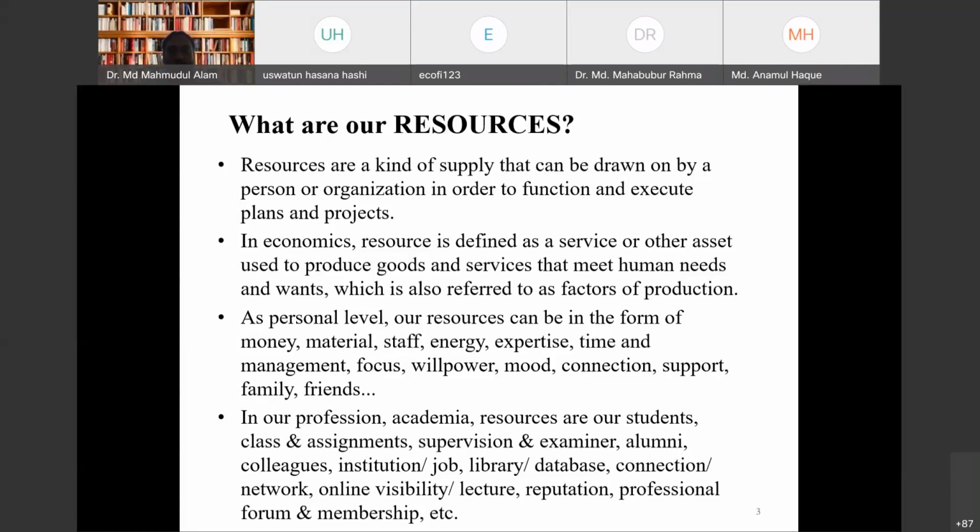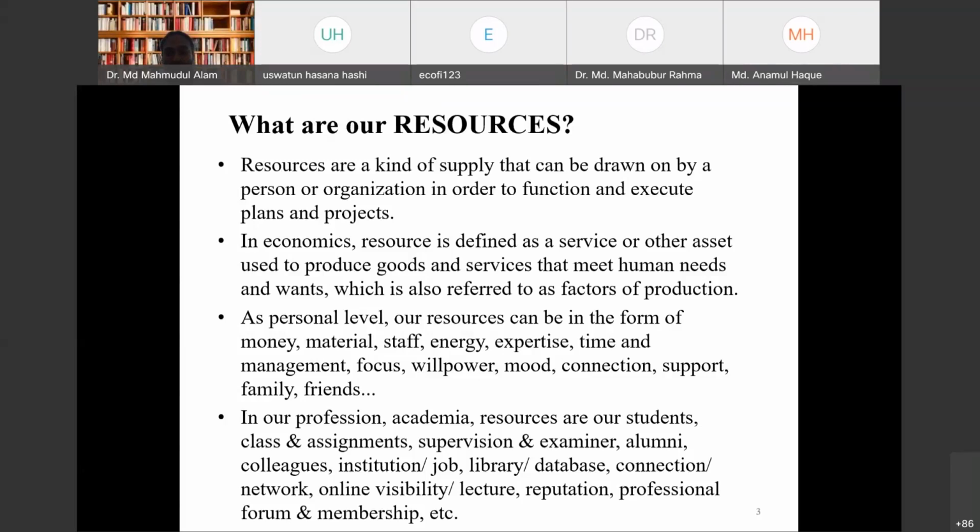Then our classes and assignments, our supervisions and our external or internal examining, these are also resources. Our alumni, those who already passed, and our colleagues. Okay, our colleagues are a big resource. So we will discuss how colleagues become a great resource for our publication. It's not competition, but it should be collaboration and complementary, and a mutual growth.